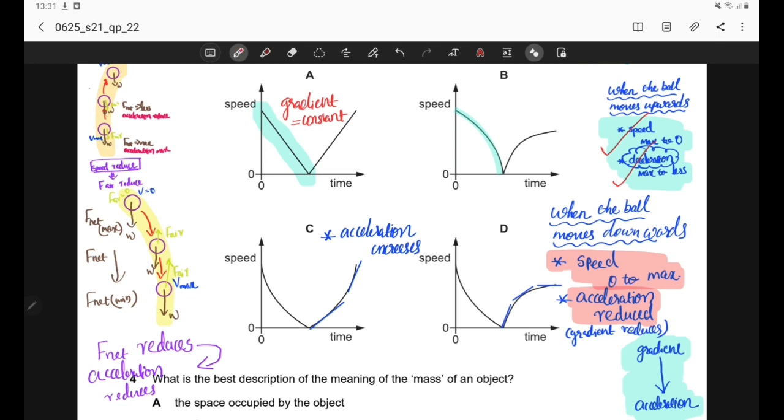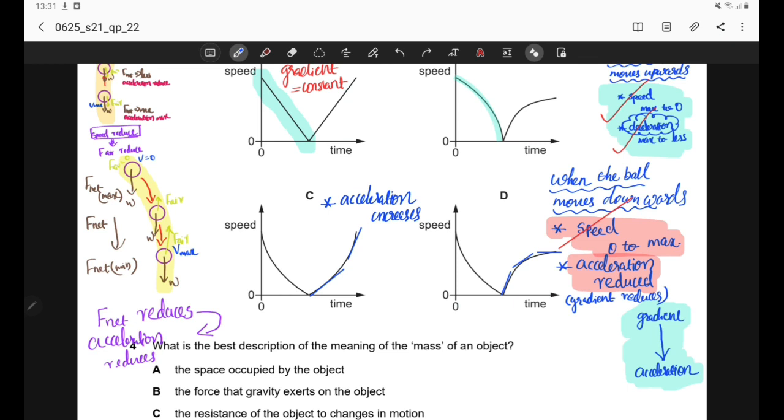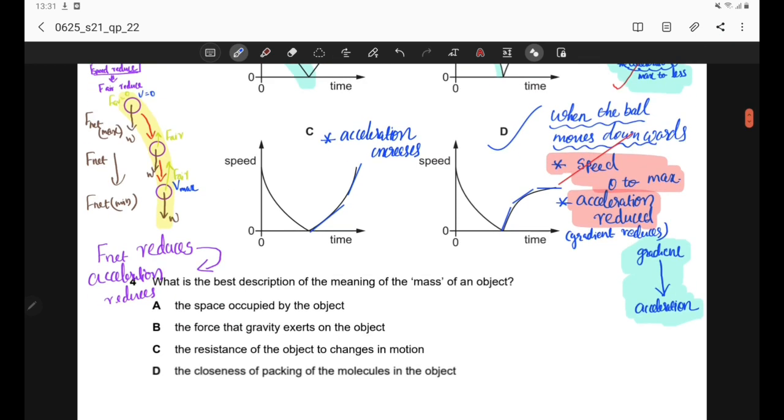So the graph in option D satisfies the motion of the ball when it is moving downwards. Its speed is increasing from 0 to a maximum value, and acceleration also reduces. As you can see, its lines are becoming less steep. Therefore, the correct answer is option D.